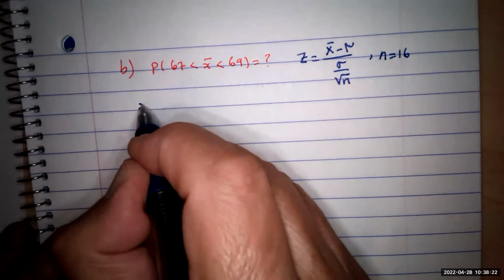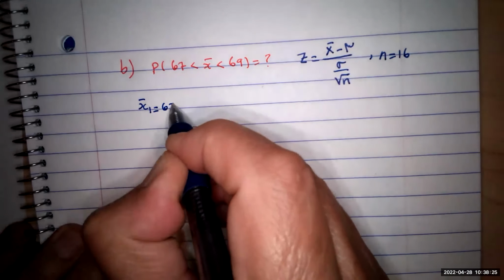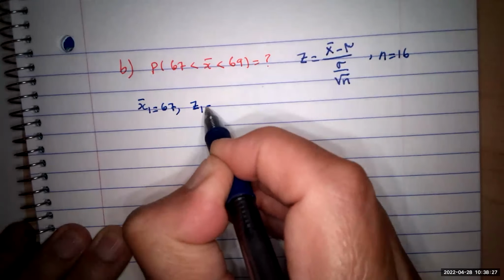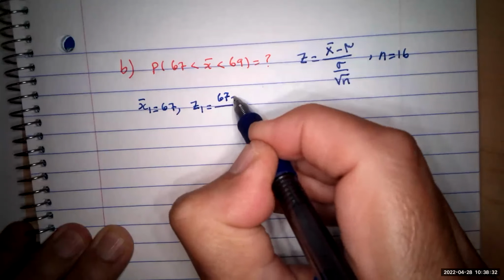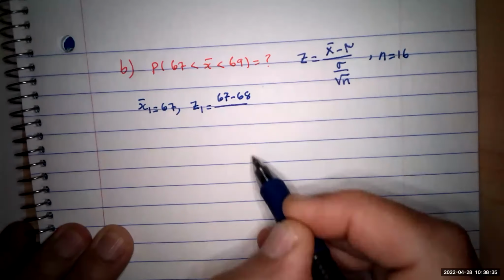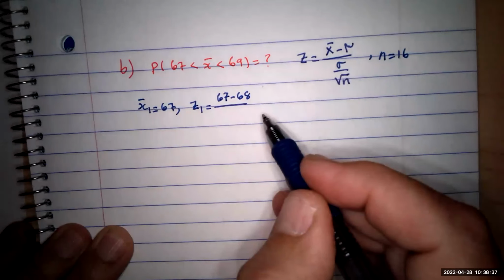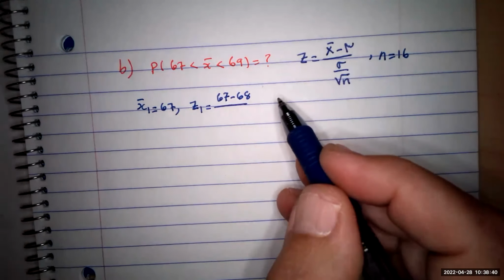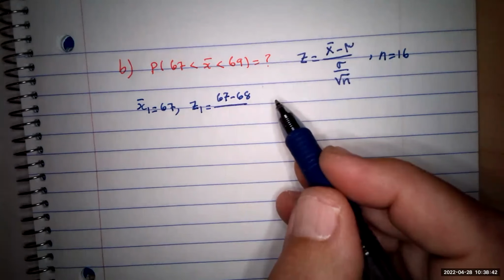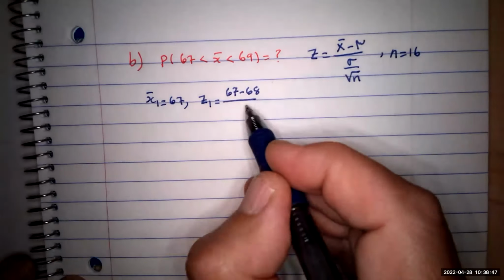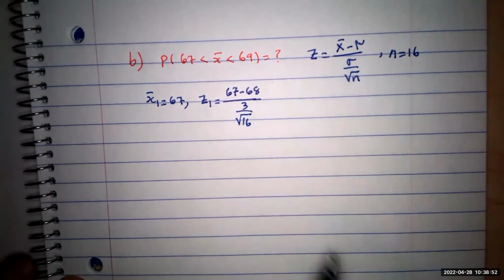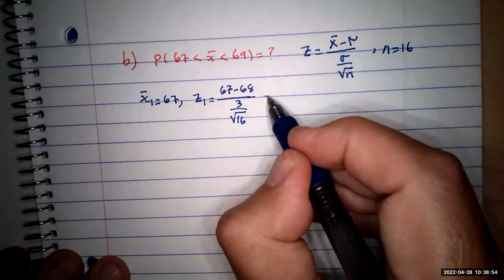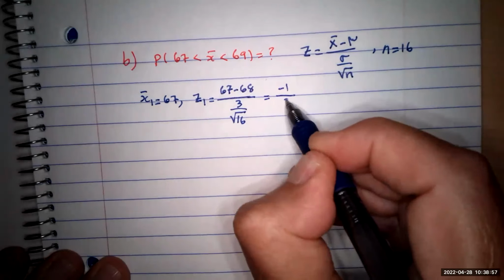In this case, x bar 1 is equal to 67. So you have z1 equal to 67 minus the mu, which was 68, over sigma over radical n. Let me double check. The sigma was 3, so that gives you 3 over the square root of 16. So the top is going to be the same, it's going to be -1, and this is going to be 3/4.